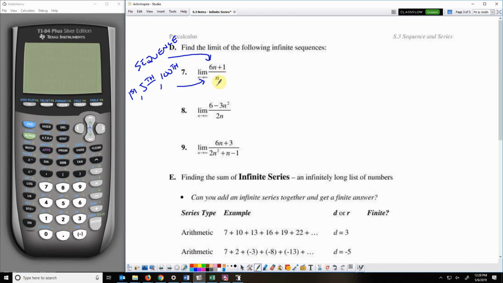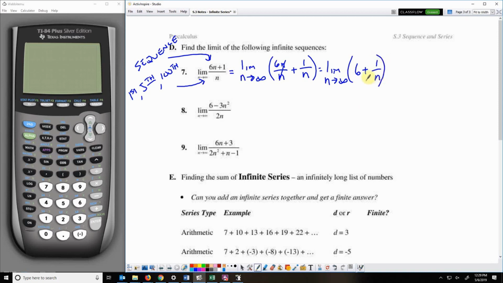But when I only have one term in the denominator, I'm going to split that denominator to help me find that limit. So I'm going to write the limit as n approaches infinity of 6n over n plus 1 over n. And 6n over n simplifies to 6. So it's the limit as n approaches infinity of 6 plus 1 over n.